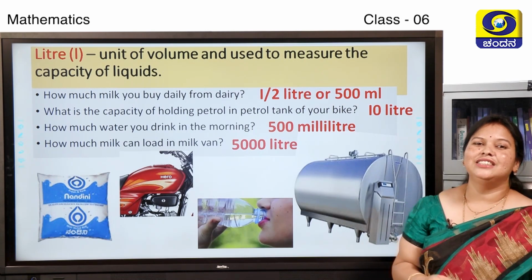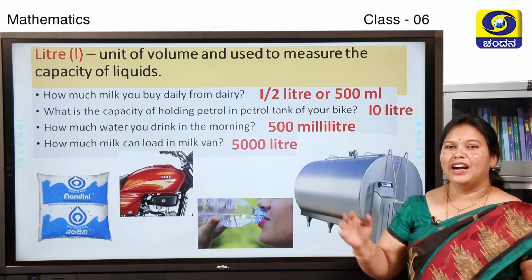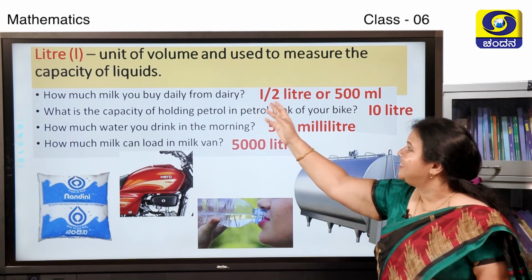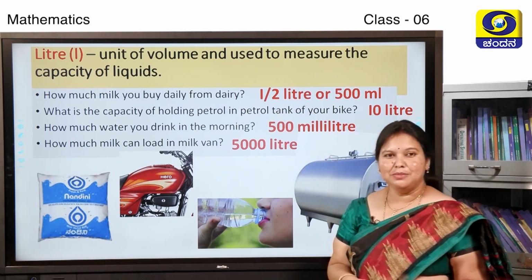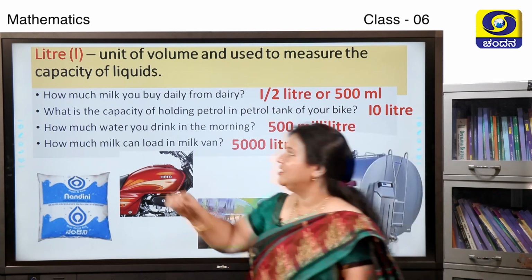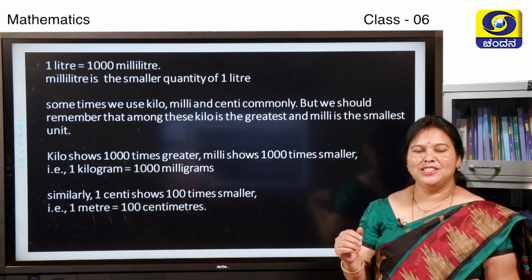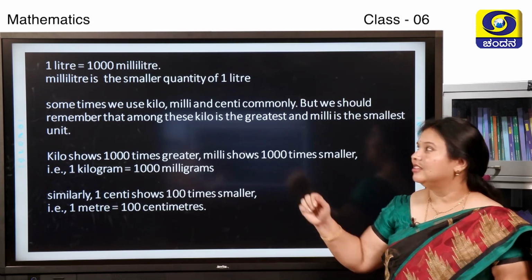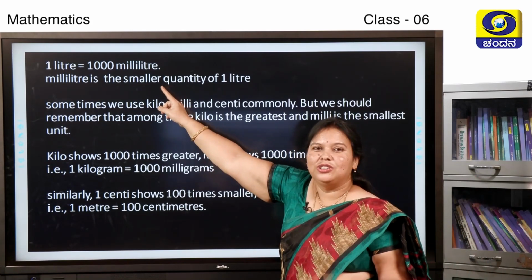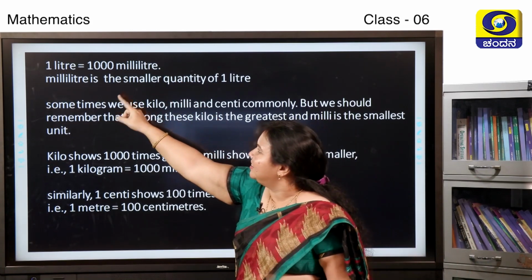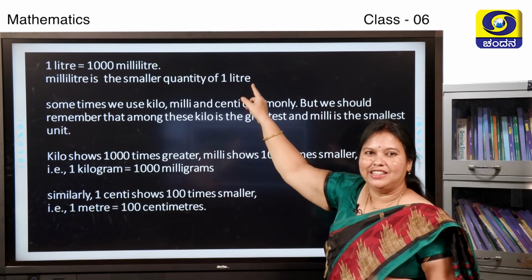So, liter is the unit of volume and we use it to measure the capacity of liquids. It can be represented by the English letter small l. Yes, children, just recall the points we have discussed till now. That is, 1 liter is equal to 1000 milliliters. Milliliter is the smaller quantity of 1 liter.